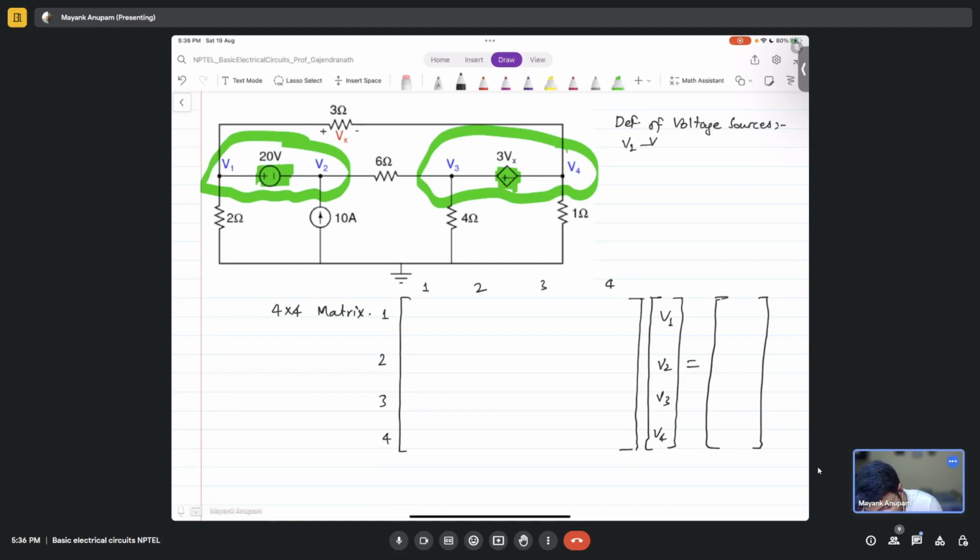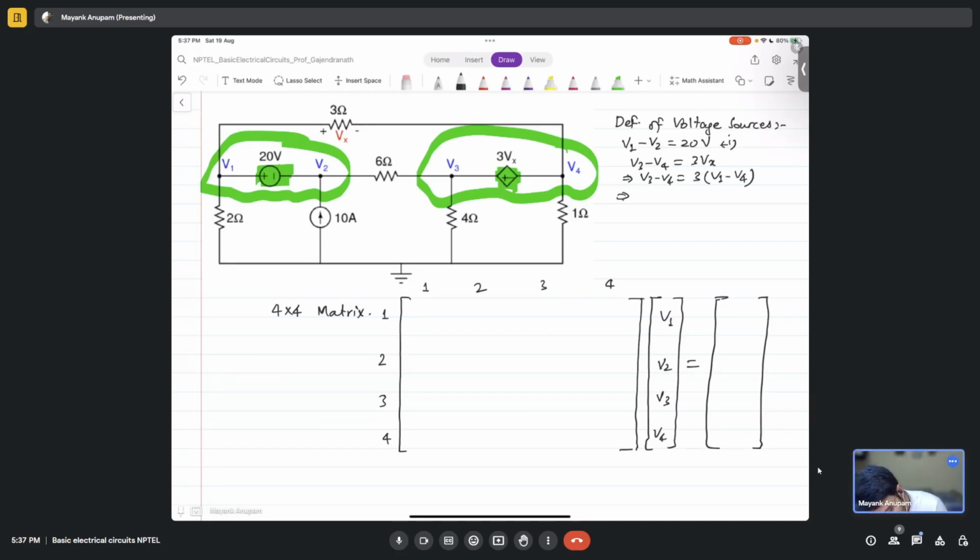V1 minus V2 equals 20 volts. 20 volts is the first one. V3 minus V4 equals 3Vx, and what is Vx? V1 minus V4, right? V1 minus V4. Correct? Yes, sir.